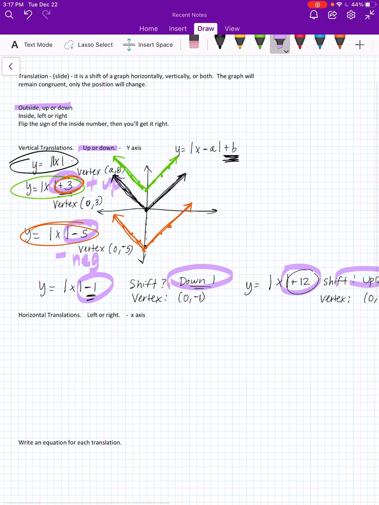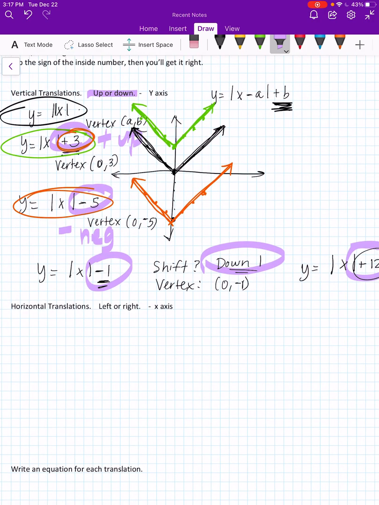Okay, so now let's do horizontal translations. Horizontal translations move left or right, which means they're going to shift on the x-axis. So now let's look at this. Sorry, I didn't realize I wasn't in black. Okay, so y equals, let's start with the absolute value of x, and then let me draw it over here again like I did before. Okay, and let me show you what happens now.